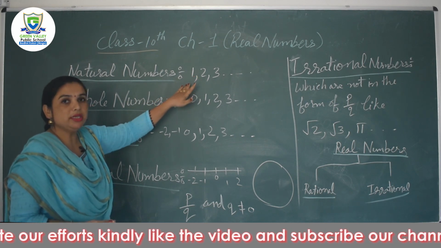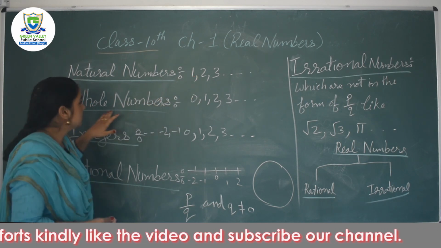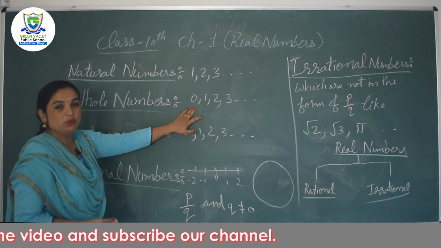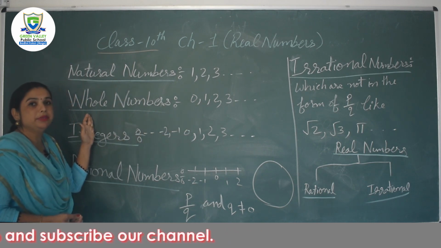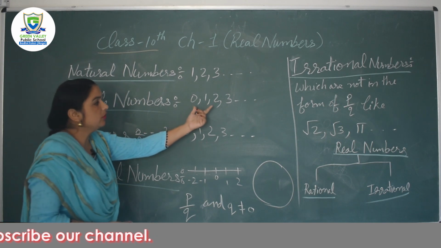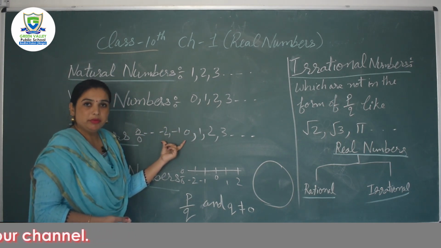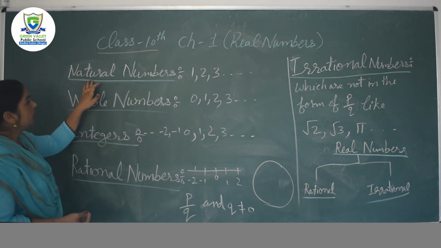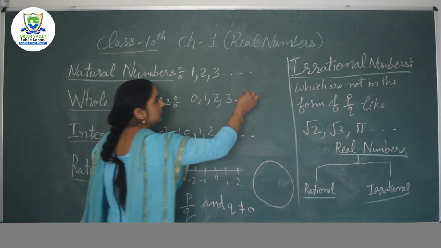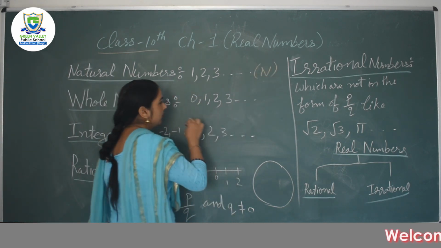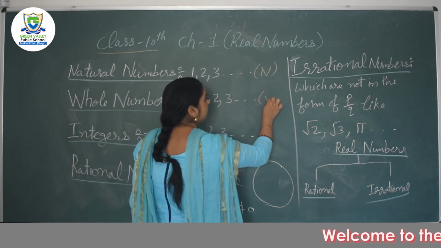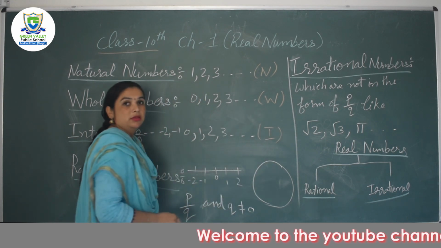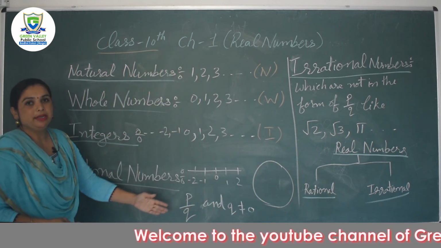If in natural numbers we include 0, then they become whole numbers. And after this, if in the whole numbers we include negative numbers, then they become integers. For natural numbers, students, we use capital N for the notation, for whole numbers it is W, and for integers it is I. Generally we use capital letters for them.